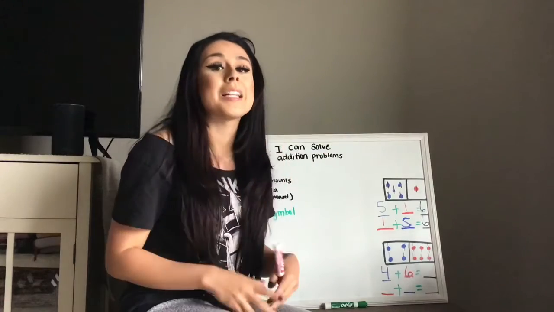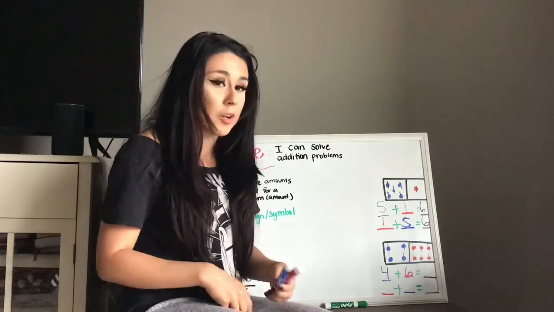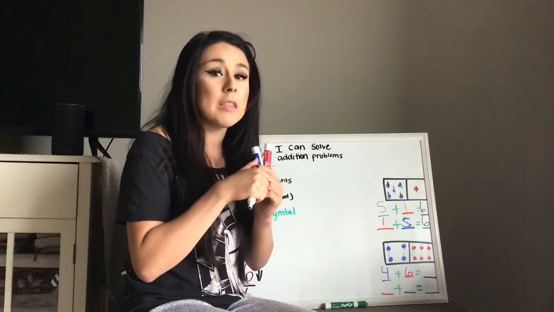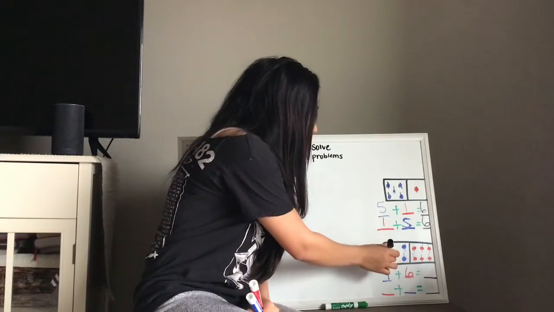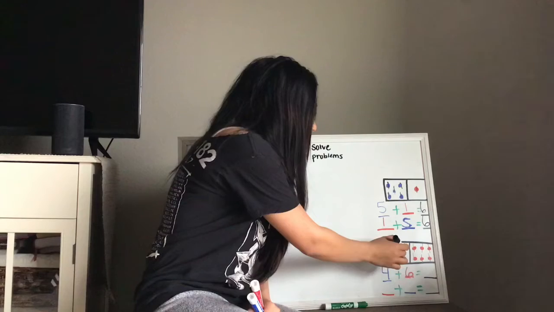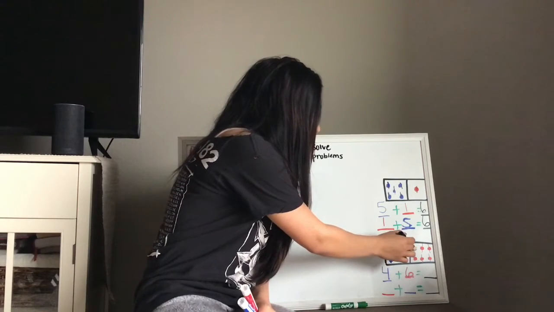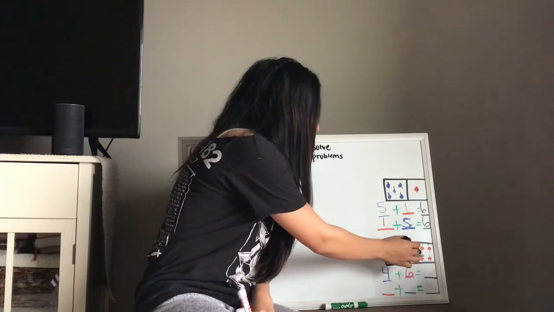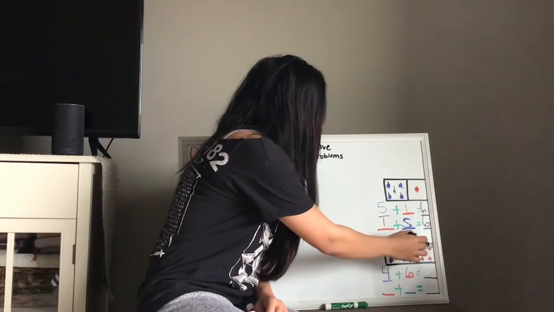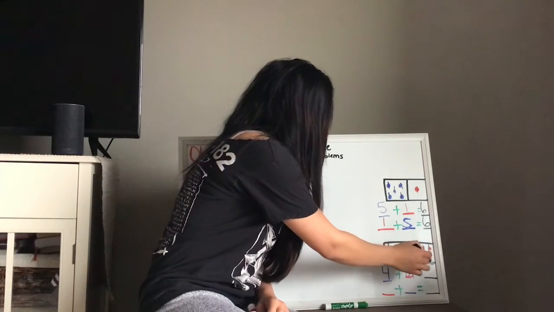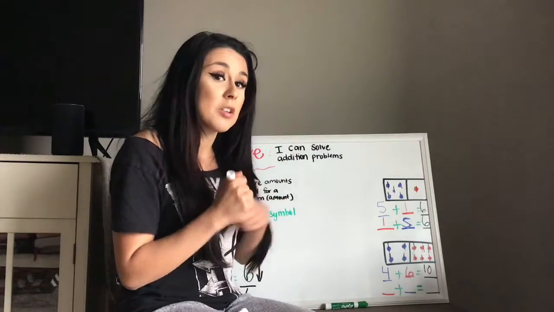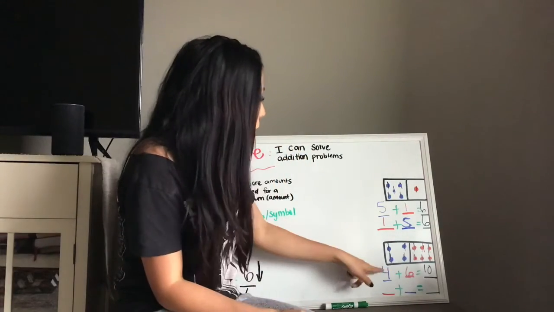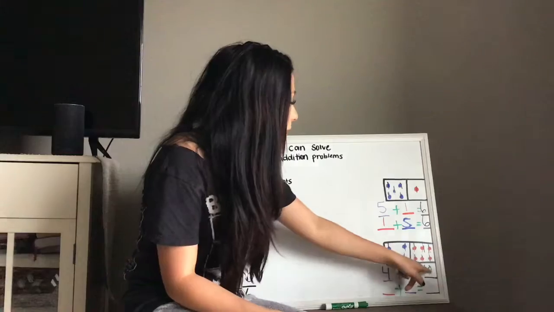Let's combine them. Let's add them to see our total. Are you ready? Go ahead and count with me. I'm going to cross them off as we count. 1, 2, 3, 4, 5, 6, 7, 8, 9, 10. So let's go ahead and read our first number sentence, our first addition equation. 4 plus 6 equals 10.